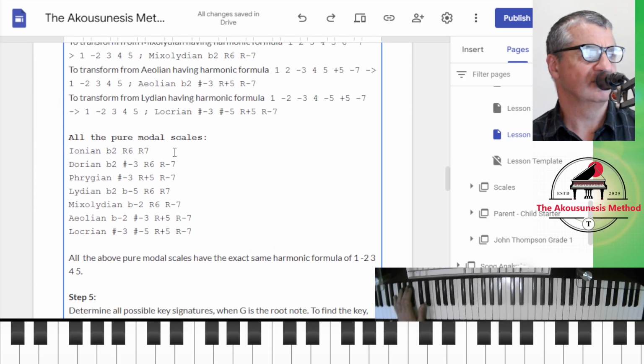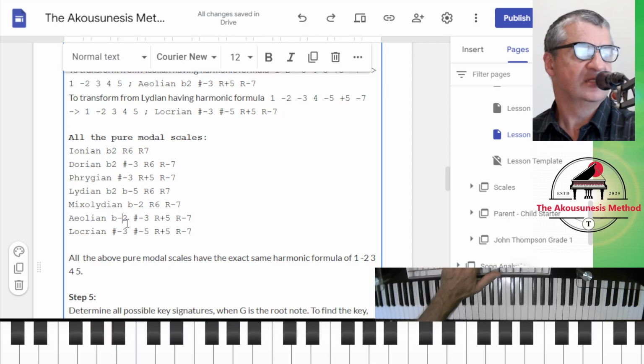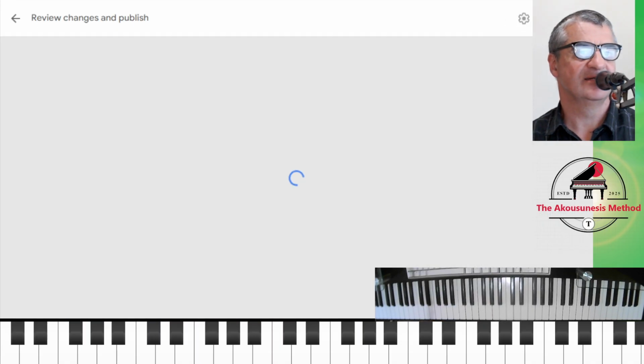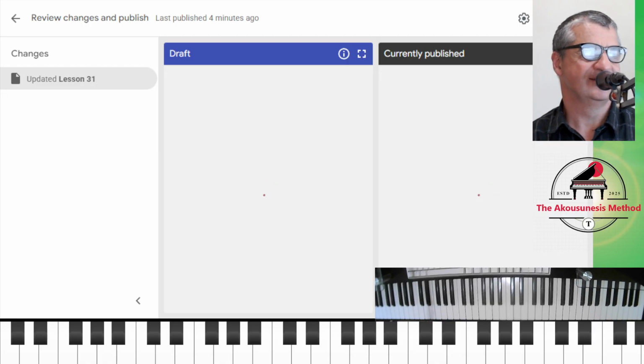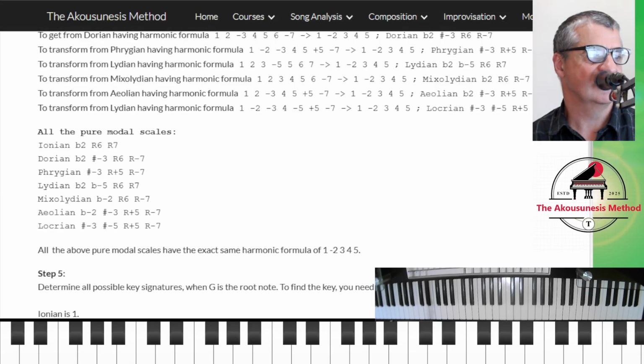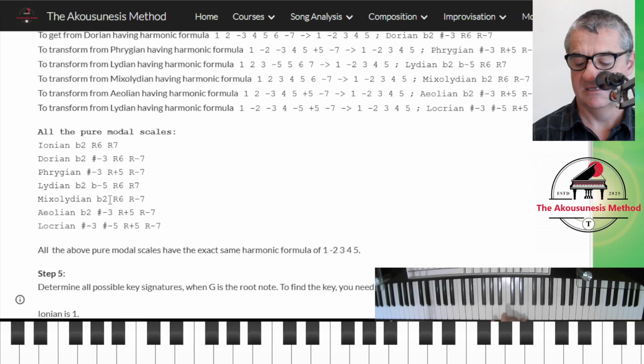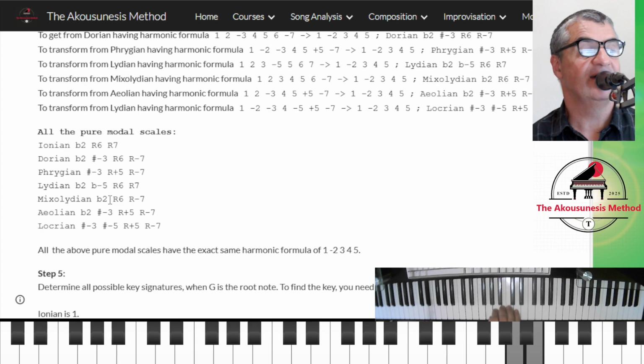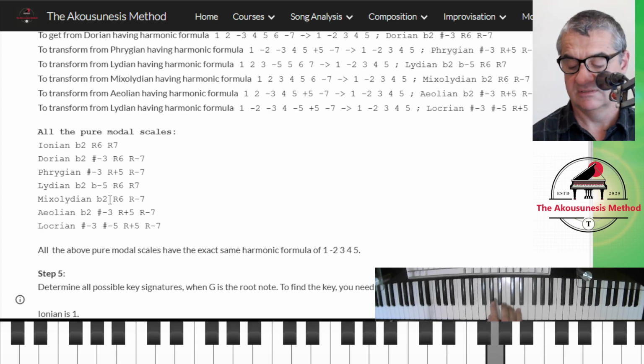Right, so there are the pure modal scales. So that's a flat 2. A Mixolydian is a flat 2. Publish that. And just refresh that a couple of times. I use Google Sites. It's so easy just to edit things, and you can do it remotely, so it's really useful. All right, so Mixolydian, again, up to the 5th is just there, right? And there's the 2. Easy.